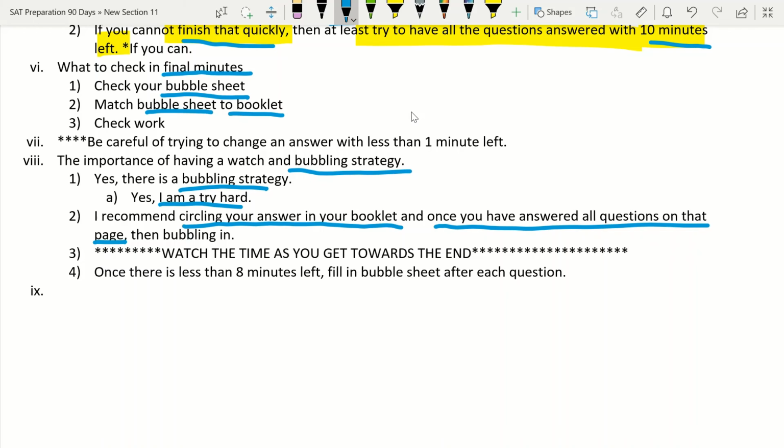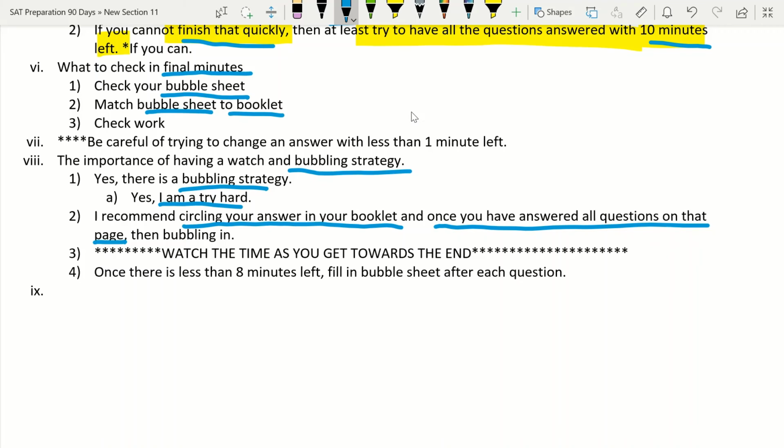You see that you're going to have to switch back and forth between looking at your test booklet and looking at your bubble sheet after every question. But by doing it after every page, then you're only doing that about a third of the amount of time that it would take you if you were bubbling after every single question. So that's going to save you some time.